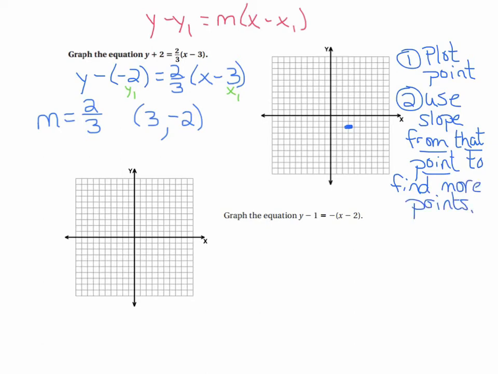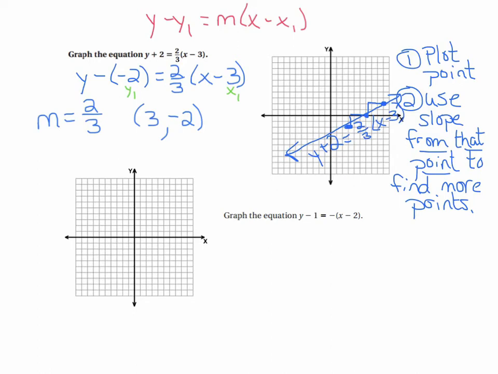So I'm going to put my pencil on that point, 3, -2. I'm going to go up 2, over 3, put another point. I think I can do it again. I'm going to go up 2, over 3, put another point. I've got 3 points. I'm going to draw a line through those points, best I can with a stylus and an iPad, and I'm going to write my equation. Y plus 2 equals 2/3 times x minus 3. Okay? All right, let's try the next one.